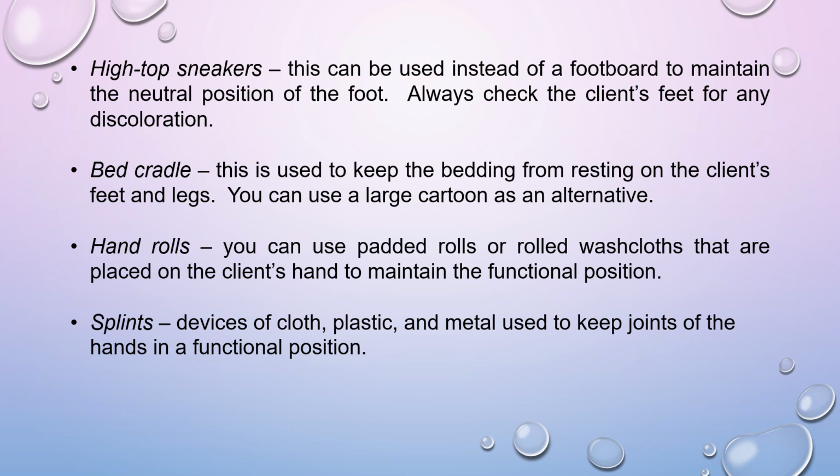And next is your hand rolls. You can use padded rolls or a rolled washcloth placed on the client's hand to maintain the functional position. Anyways, I'm going to show you a picture later. And another thing, you have your splints. These are devices of cloth, plastic, and metal used to keep joints and hands in a functional position. For example, your splints prevent the part from becoming mobile. Thus, in case of fracture, mobility will worsen the condition of your fracture.